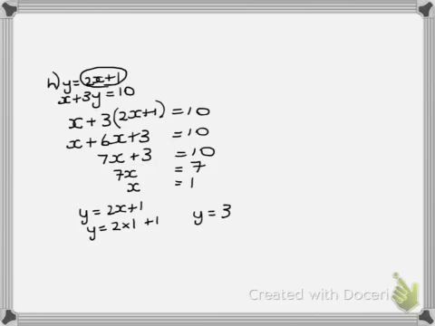If my question with these simultaneous equations was about find out where the two lines, y equals 2x plus 1 and x plus 3y equals 10, cross, my final answer would be that they cross at the point 1 and 3. So they cross where x is 1 and y is 3.